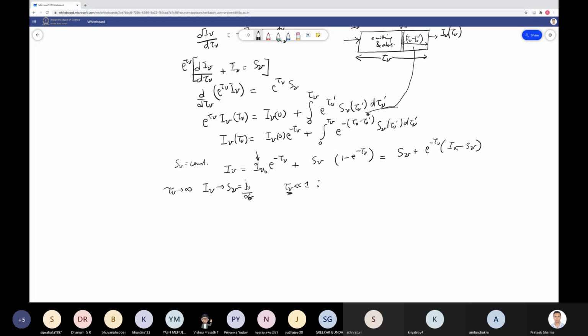Alpha nu is the absorption coefficient. Tau nu is equal to the integral of alpha nu ds. So it takes both effects, right? If you have a long path length or very strong absorption, both can give rise to a large optical depth.